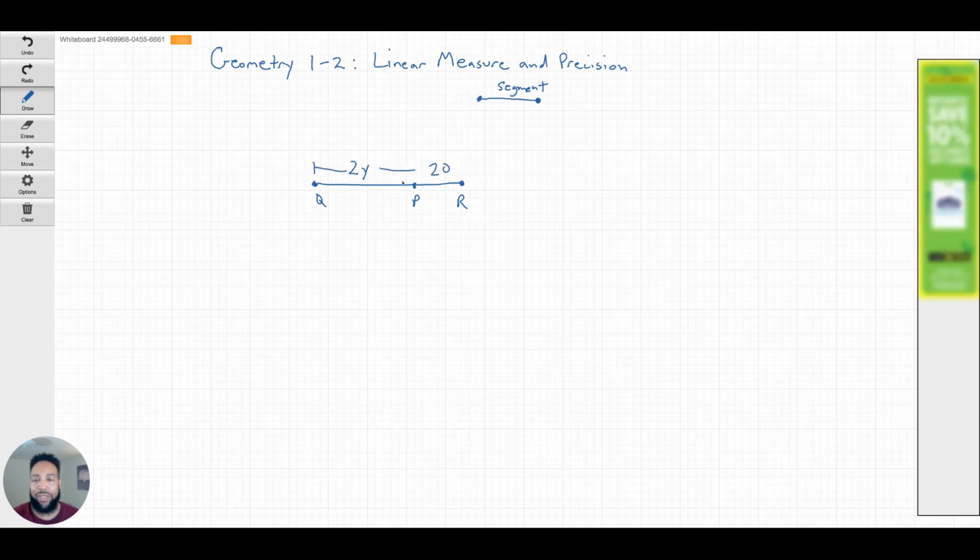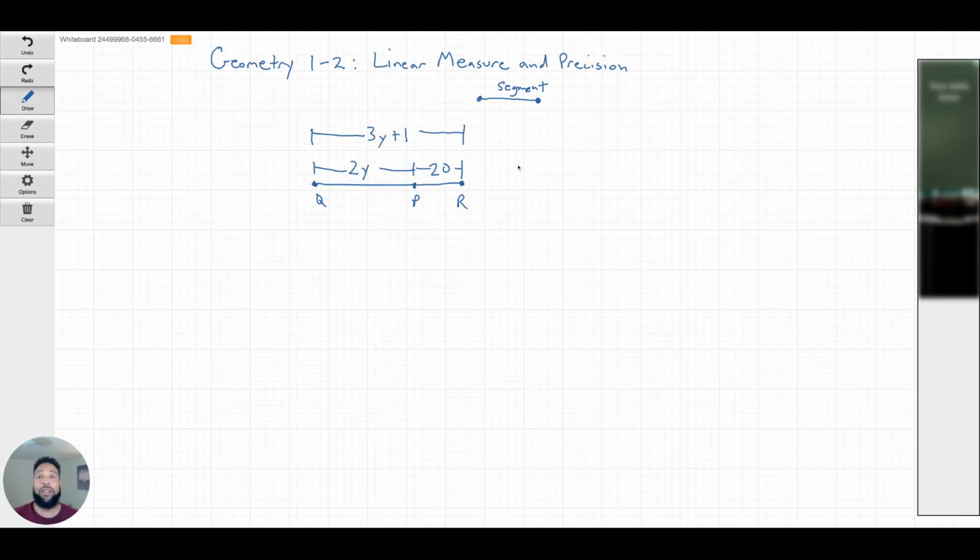So 2y represents the distance from Q to P. 20 represents the distance between P and R. But then when I give you this entire distance, this could be, say, 3y plus 1. All right? So let's do this problem similar to what we've done in the previous examples, and we'll go from there.